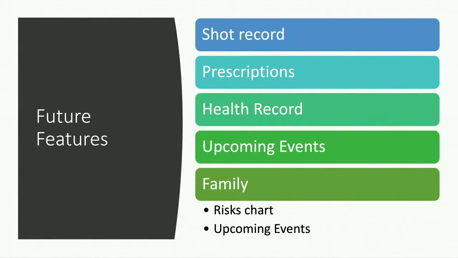Future features that were out of scope for this project include a shot record page, active and past prescriptions, health record information, upcoming events and appointments, and lastly family-related pages, which also show similar risks functionality. These features were all originally considered, but later shelved since they were outside our core functionality of risk and symptom assessment. However, given more time, we would likely implement such functionality as we believe this will make the portal more accessible to other family members and give users a greater sense of ownership of their personal health records.